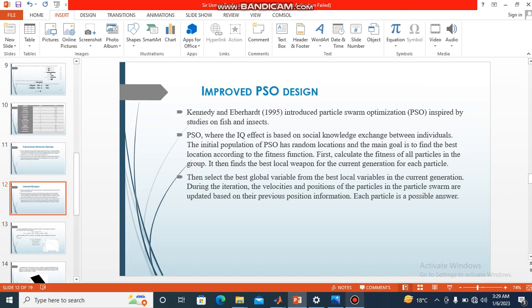Kennedy and Eberhart are the two scientists who introduced the particle swarm optimization technique. They were inspired by studies on fish and insects. PSO is based on the social knowledge exchange between the individuals. Then global variables are selected from the best local variable in the current generation. During the iteration, the velocities and positions of the particles in the swarm are updated based on their previous position information. Each particle is a possible answer.